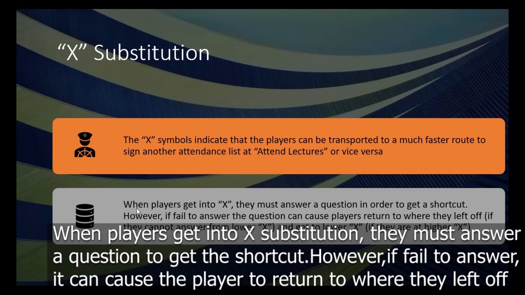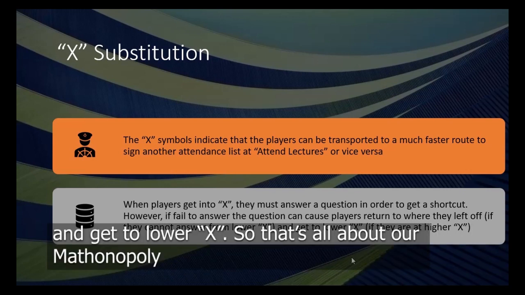When players get to the X, they must answer a question in order to get a shortcut. However, if they fail to answer the question, it may cause the players to return to where they left off and get to the lower X. So, that's all about our Mathmonopoly.